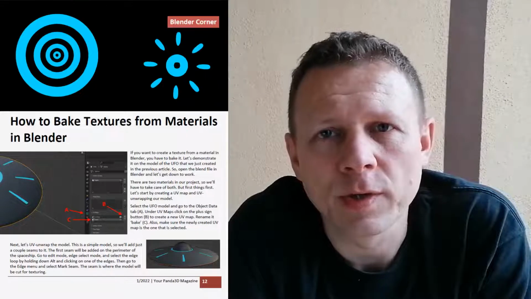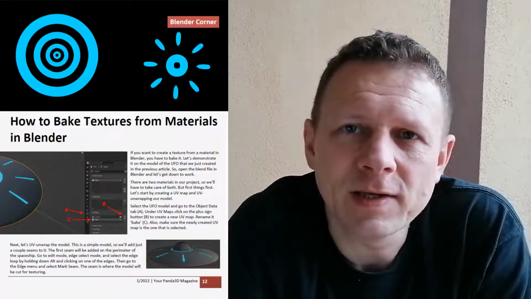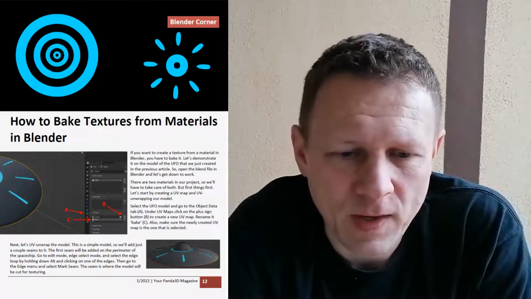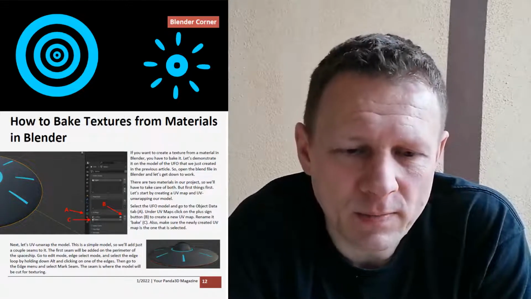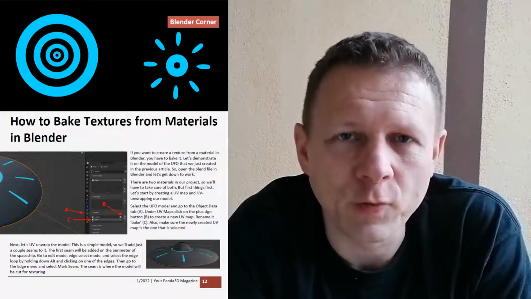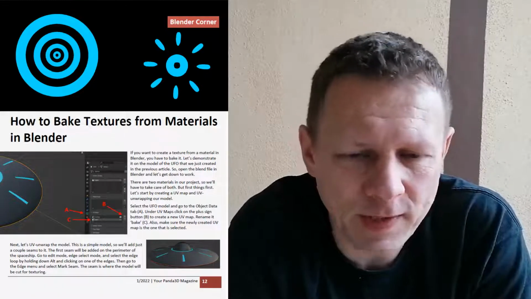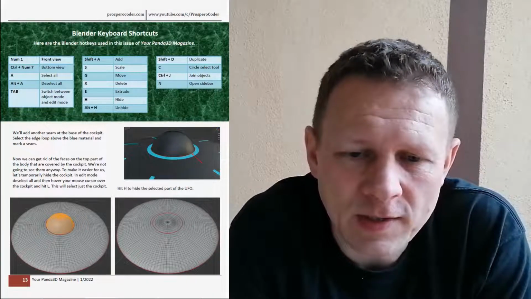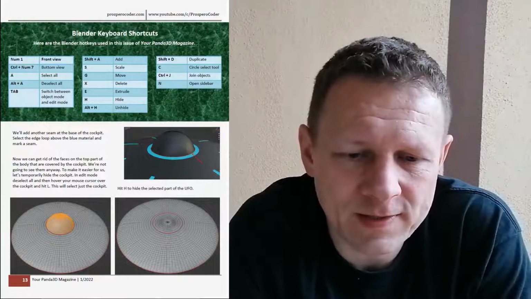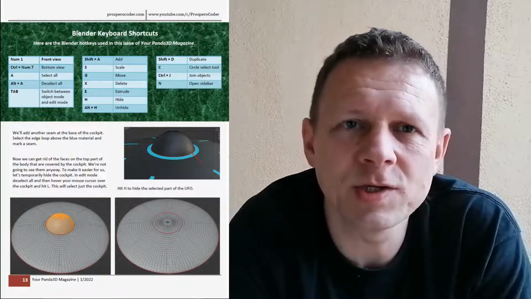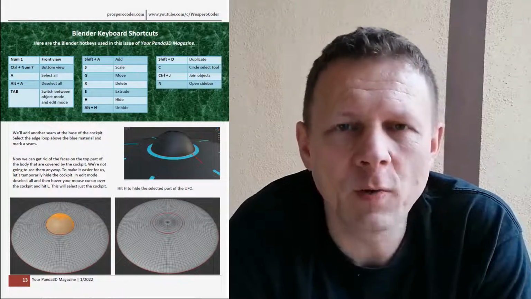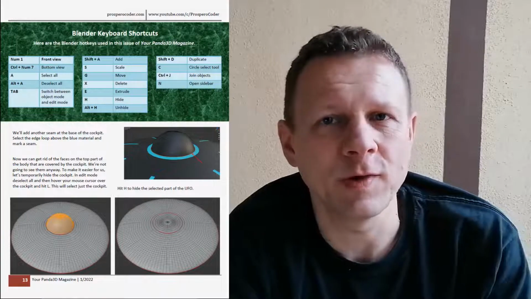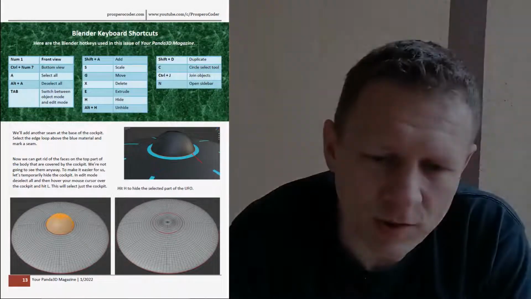Next, there is the Blender Corner column, and in this column I would like to discuss stuff that is related to Blender, so the 3D modeling software, which I use to model my stuff for Panda3D games and other applications, because Panda3D is not just for games. So here in this issue, in the Blender Corner column, you will find a text about how to bake textures for materials in Blender. So you create a material in Blender and then you want to use it as a texture in Panda3D, for example. How to do that? Good.